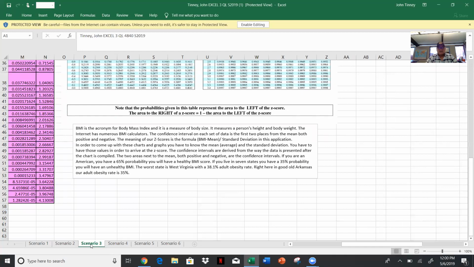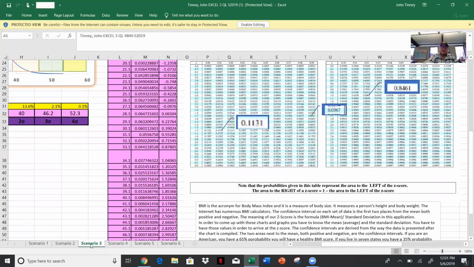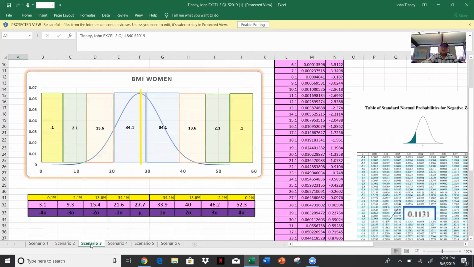If you're an American, you have a 65% probability that you'll have a healthy BMI score. If you live in 7 states, Arkansas being one of them, you'll have a 35% probability that you'll have an unhealthy BMI. The worst state is Virginia. They have a 38.1% adult obesity rate. So here in Arkansas, we have 35%. And I think I've compiled charts here that show all of this.